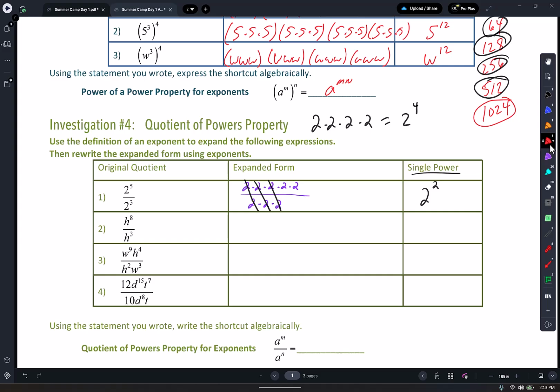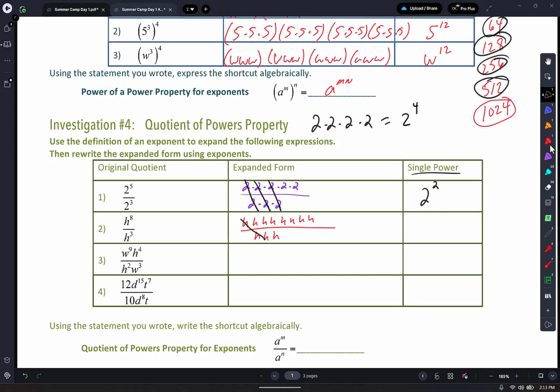Okay, I'll stop. You guys ready for this one? Okay, this says h to the 8th, so I'm going to go 8 times. H. I already lost count. 1, 2, 3, 4, 5, 6, 7, 8. So there it is. And on the bottom it says h cubed. 1, 2, 3. How many h's can I cancel?